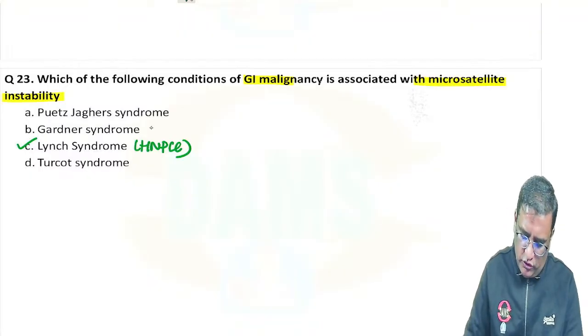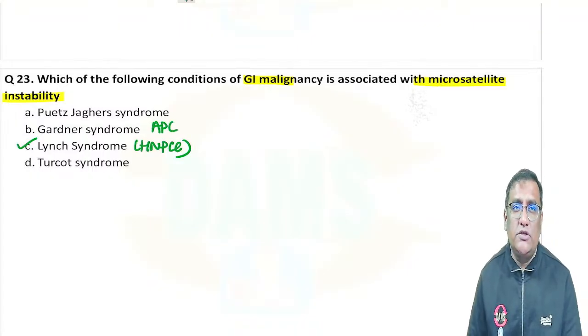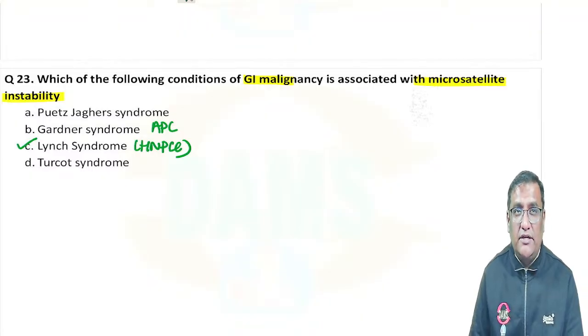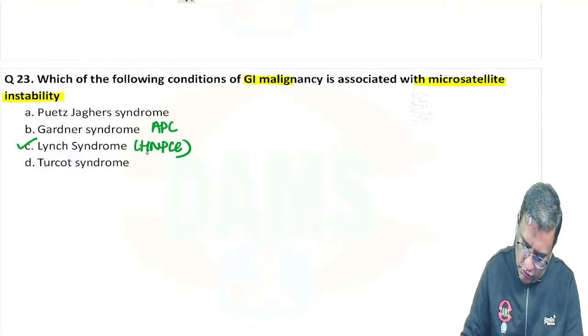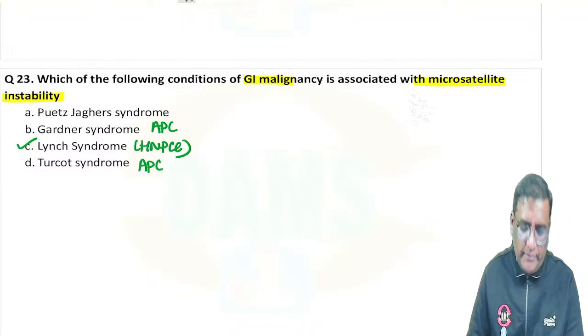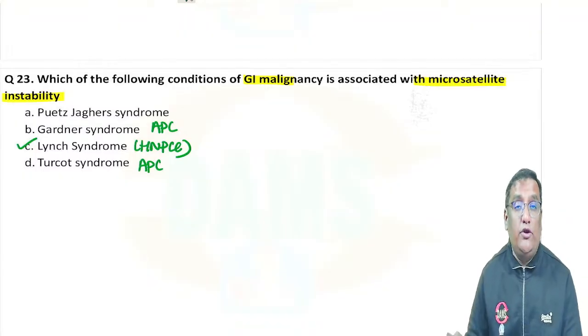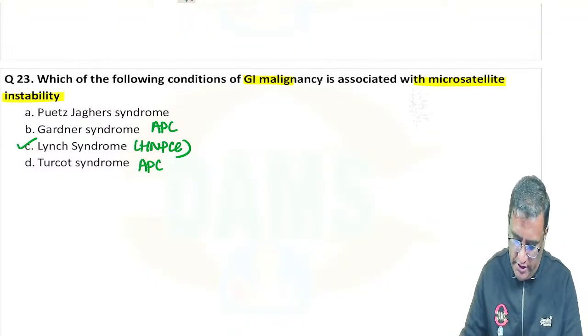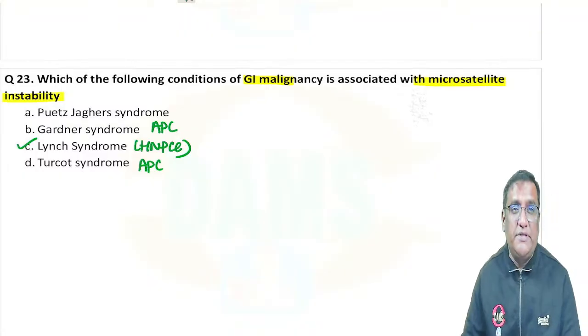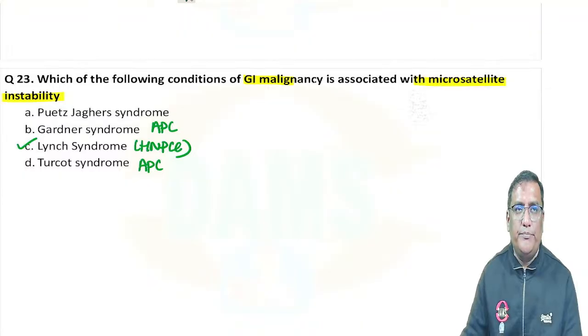Then Gardner syndrome is a variant of APC mutation only, familial adenomatous polyposis with multiple osteomas and dermoid and epidermoid cysts. That is Gardner syndrome. Turcot syndrome is also APC mutation, that is familial adenomatous polyposis with medulloblastoma of the brain. Right? So Lynch syndrome or HNPCC, hereditary non-polyposis colonic cancer syndrome.